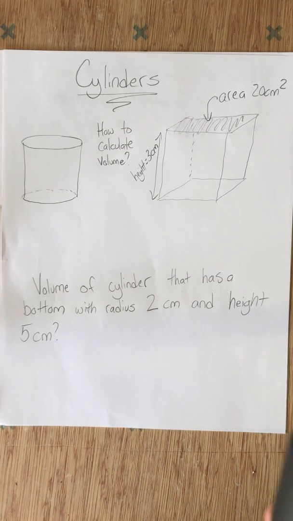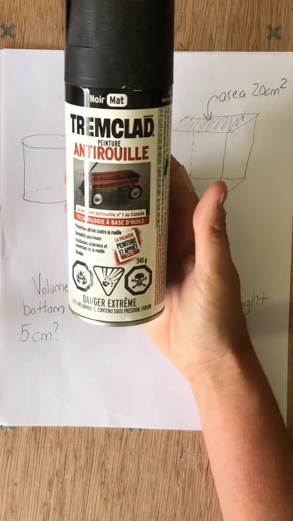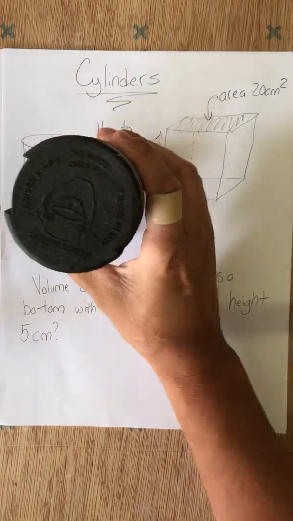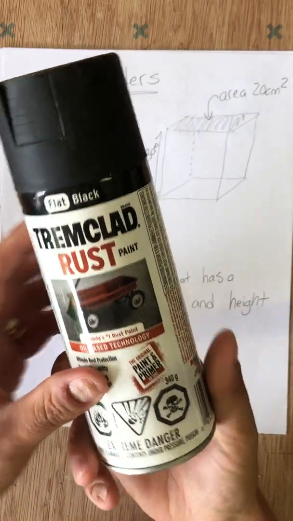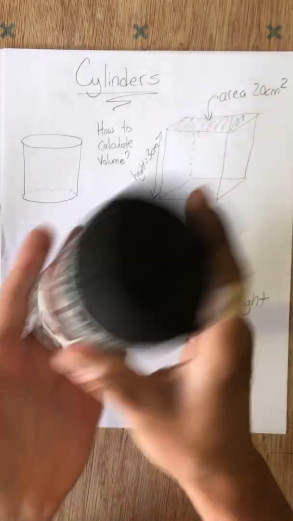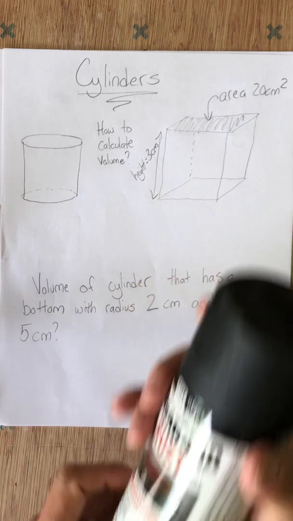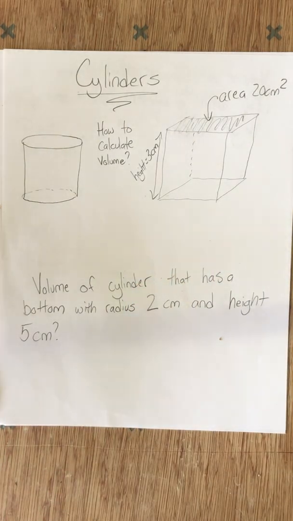Or it could be something like, I'm in my garage right now, so here we go. This is a spray paint can. So you'll see it's a circle on the top, circle on the bottom, and then it's filled up on the inside with paint. So we're going to be looking at, okay, this cylinder, how much paint would it hold? Or if it's a Coke can, how much Coke would it hold?